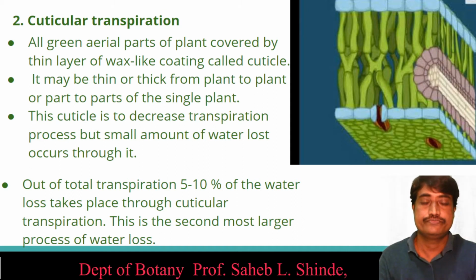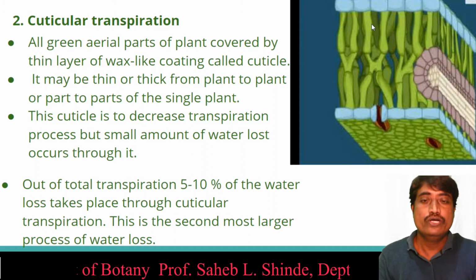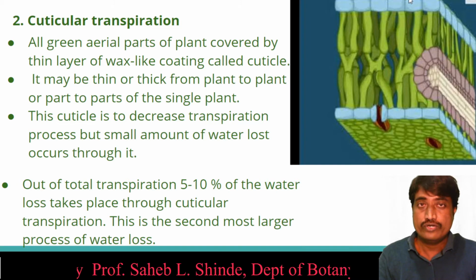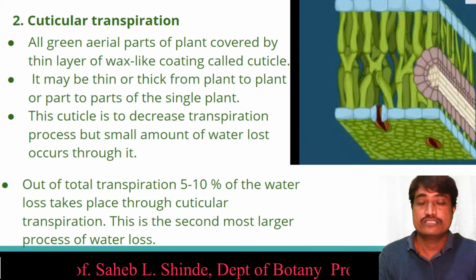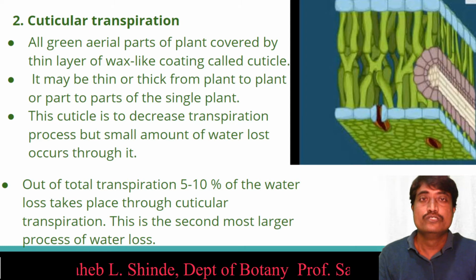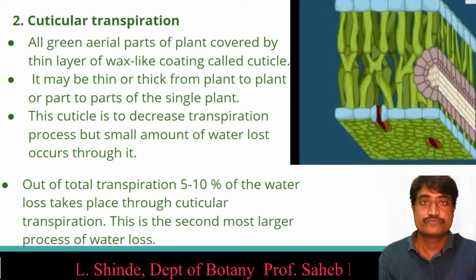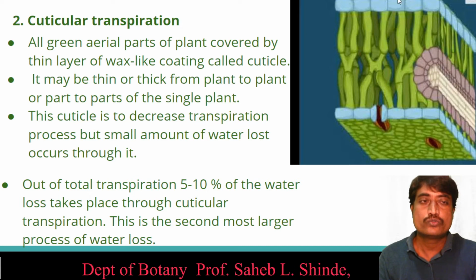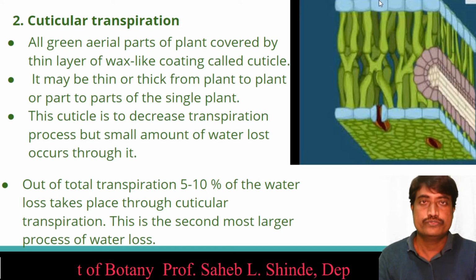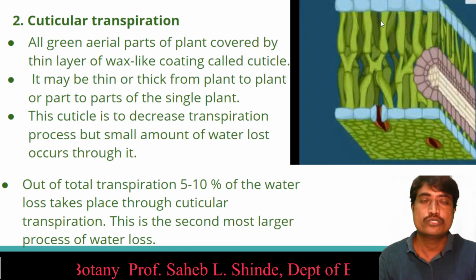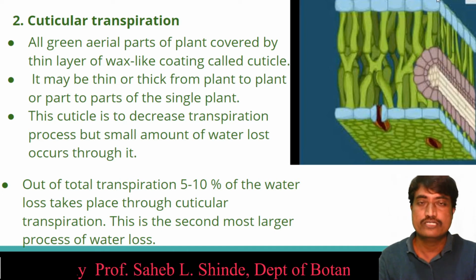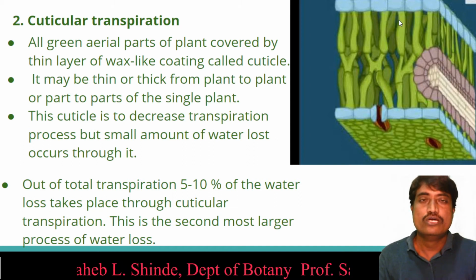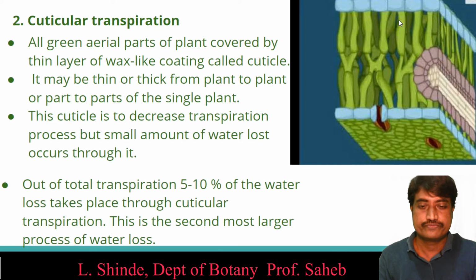Now, that waxy coating is developed by the plant to check water loss, that is, to avoid the loss of water. But a small amount of water is lost through that layer also. That is, near about 8 to 10% of the water loss takes place through that cuticle. So that transpiration is called cuticular transpiration.